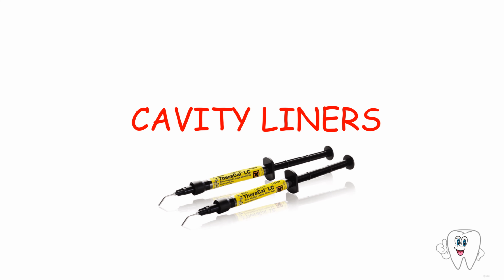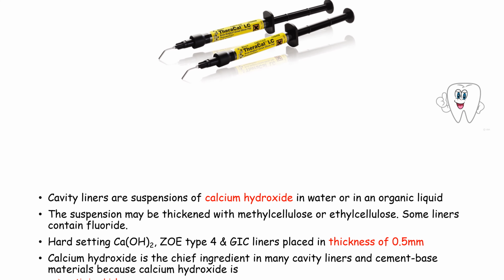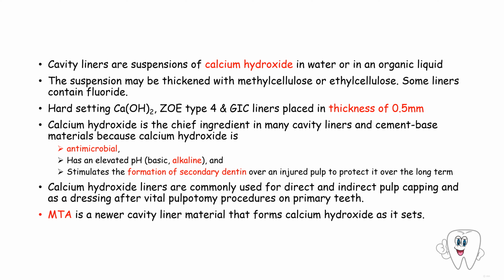Next in line is cavity liners. Let's discuss about that. Cavity liners are suspensions of calcium hydroxide in water or in organic liquid. The suspension may be thickened with methyl cellulose or ethyl cellulose. Some liners contain fluoride too. Hard-setting calcium hydroxide, ZOE type 4, and GIC liners are placed in thickness of 0.5 mm.